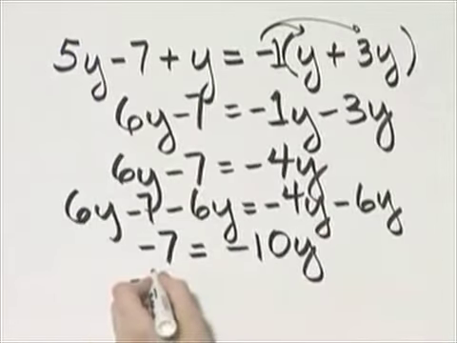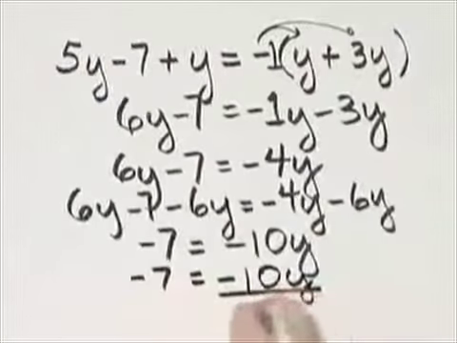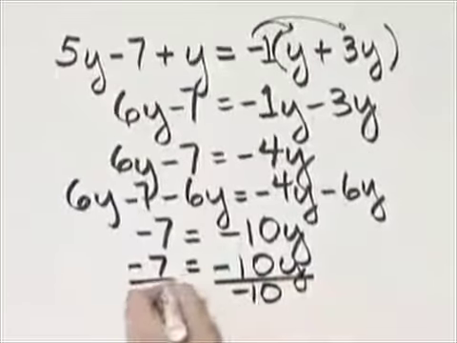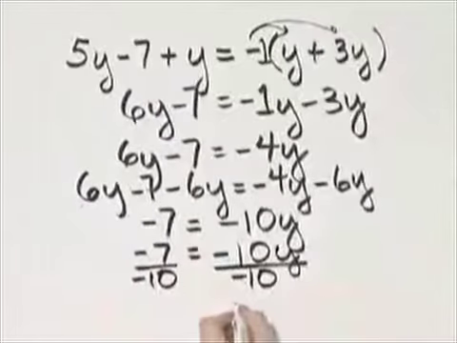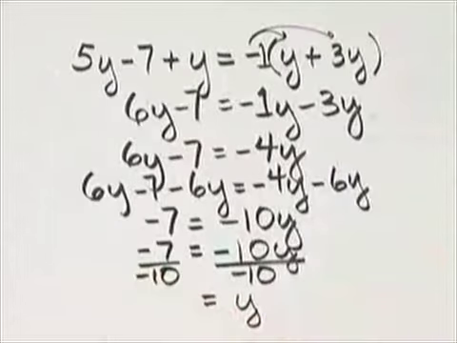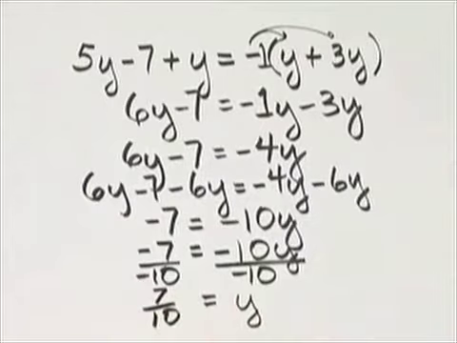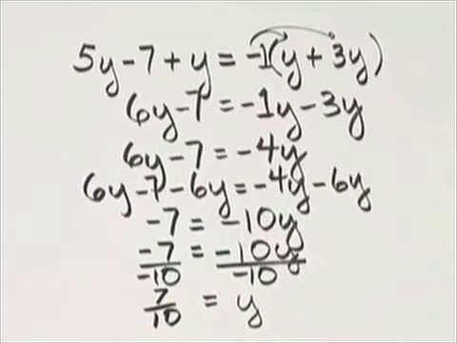So here's my equation again. I'll divide the right side by negative 10. I'll divide the left side by negative 10. And notice what we have. On the right side, we have y. On the left side, a negative divided by a negative is a positive. So we have 7/10. And that is my solution for y.